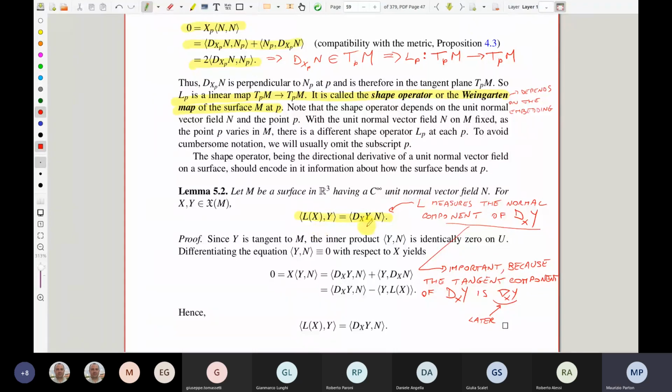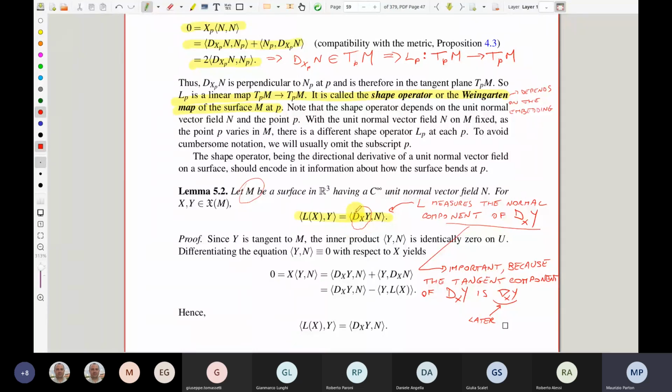This number is exactly how much is the component of the directional derivative in the normal direction. So this is really very important. You should remember this. If x and y are tangent to M, not to R3, so they are not every vector in R3, just two tangent vectors, and you take the derivative of one with respect to the other, you obtain a vector which is not tangent to the original manifold. Is that clear?